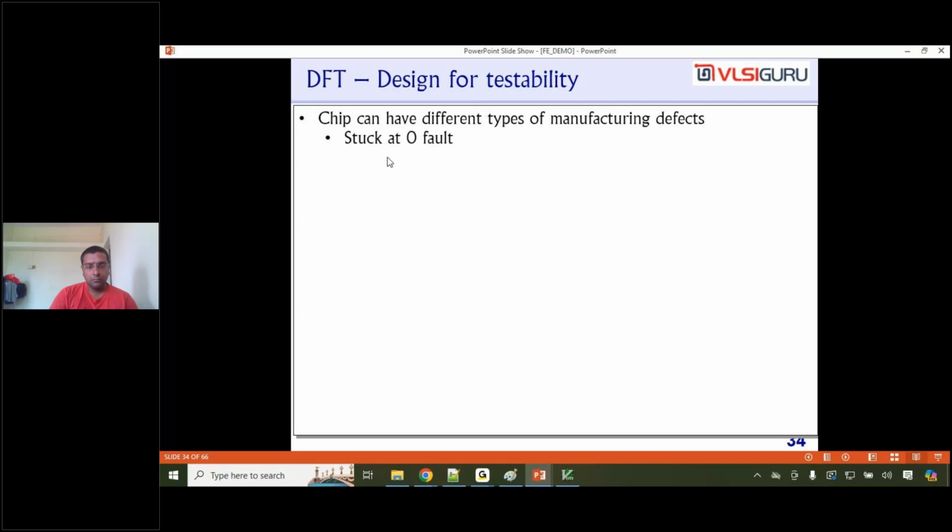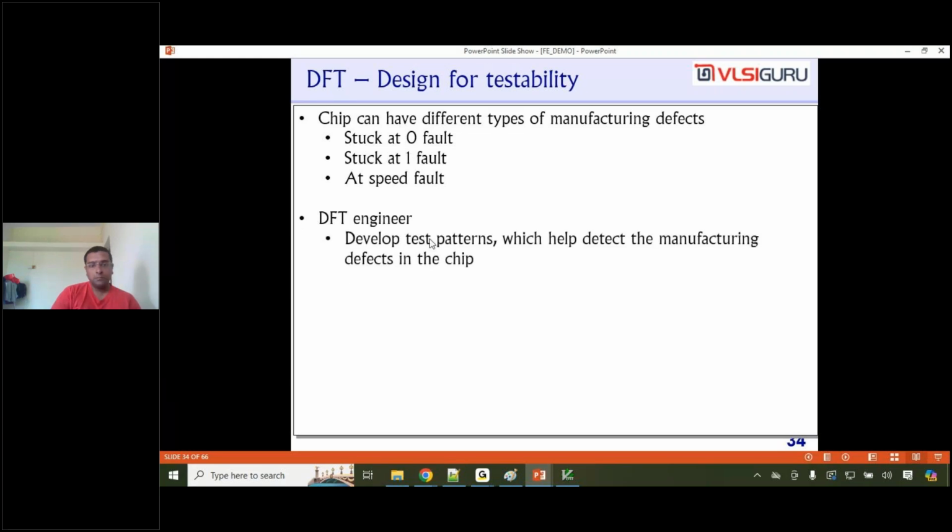Those defects are like stuck at zero fault, stuck at one fault. What is meant by stuck at zero is some wire in the chip is always at zero voltage. Whatever you do, it never moves from zero level. That is stuck at zero. The other one is stuck at one. There will be something called at-speed faults. The role of a DFT engineer is to develop something called test patterns, which help detect manufacturing defects in the chip. Using those test patterns, we can detect manufacturing defects in the chip.